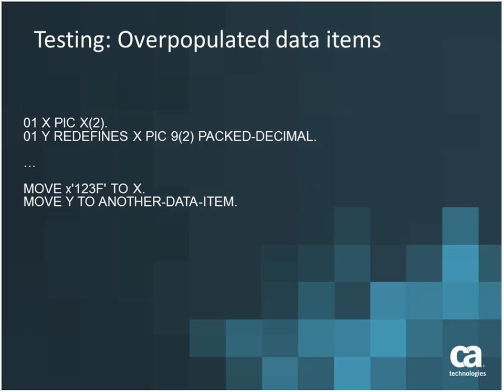Okay, overpopulated data items. Some data items can contain data that have more digits than the picture clause will allow. So from the above example, X is defined as 2 bytes. Y is defined as 2 digits, but the data that was moved into X is 3 digits long, an unsigned 1, 2, 3 in that first move statement. Again, the compiler will generate very different instructions for these moves, so it's possible that the behavior would be consistent with older versions of the compiler, but it's not likely.